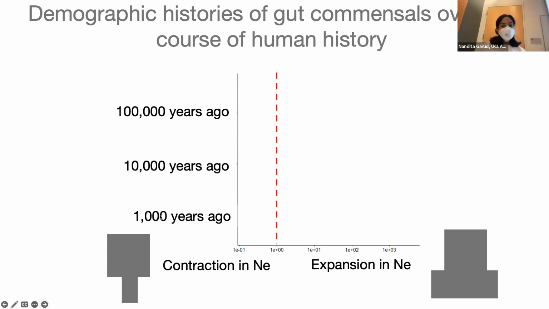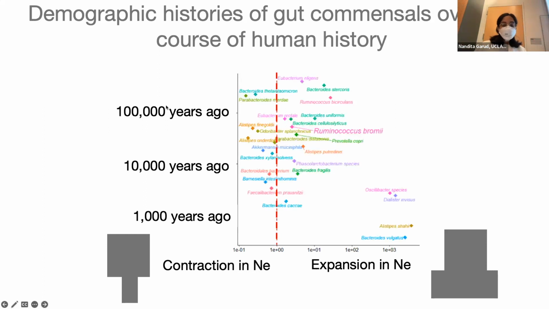1,000 years ago, roughly, things are starting to change in human industrialization. 100,000 years ago you see the out of Africa expansion. And this is what we see in the data. We see demographic changes spanning the entire course of human history.